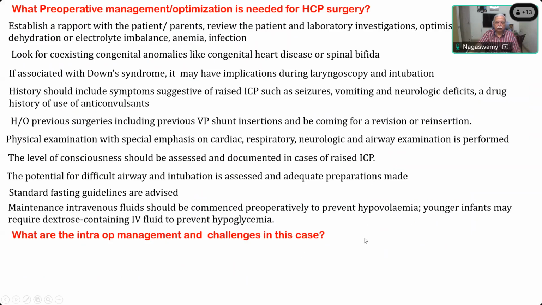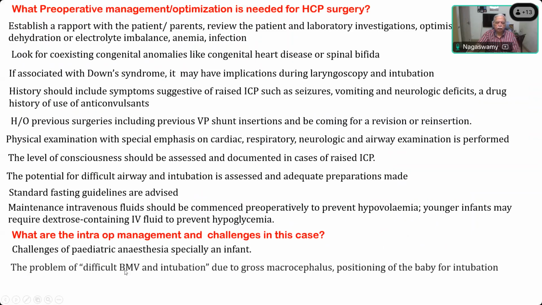And intraoperative management and challenges of pediatric anesthesia, especially in infants. The problem of difficult bag mask ventilation due to gross enlargement of the head, macrocephalus, and positioning the baby on the table for intubation. And you must keep the difficult airway cart, including video laryngoscope. Okay, that is the addition that you have to remember.